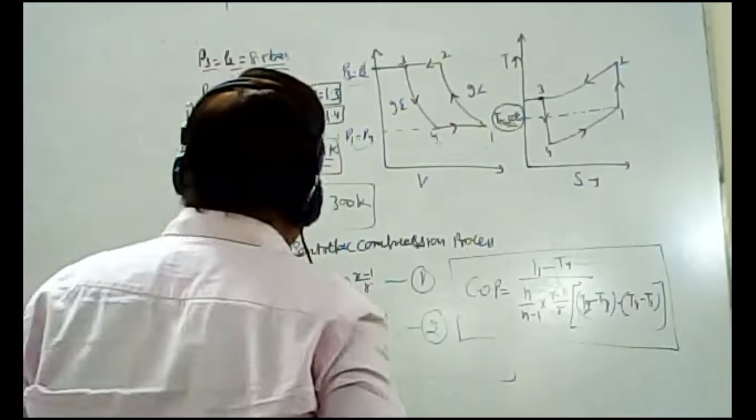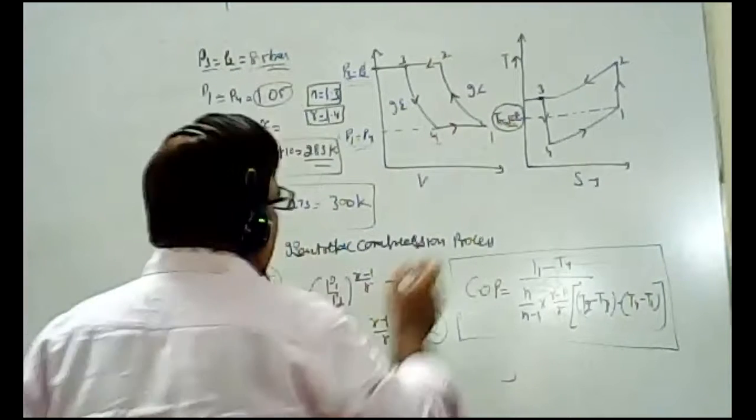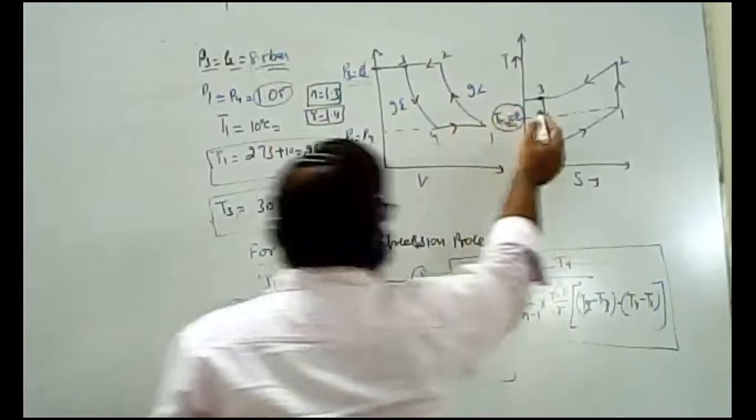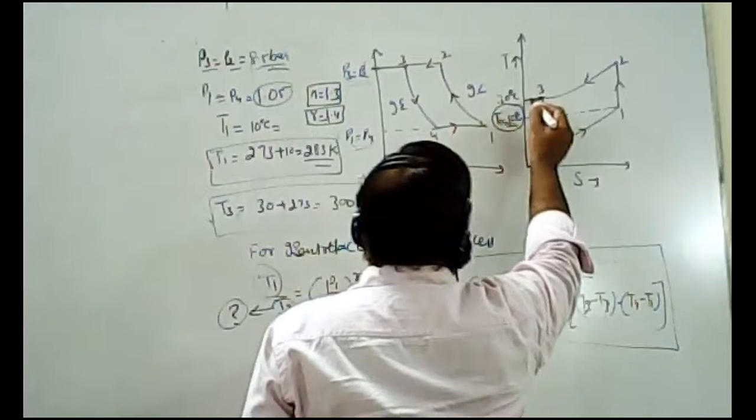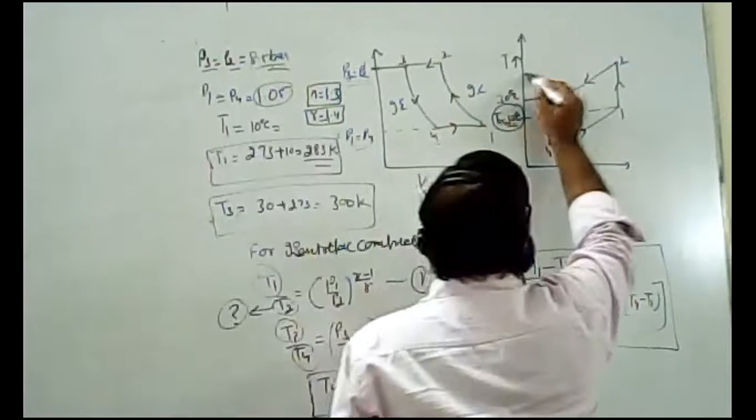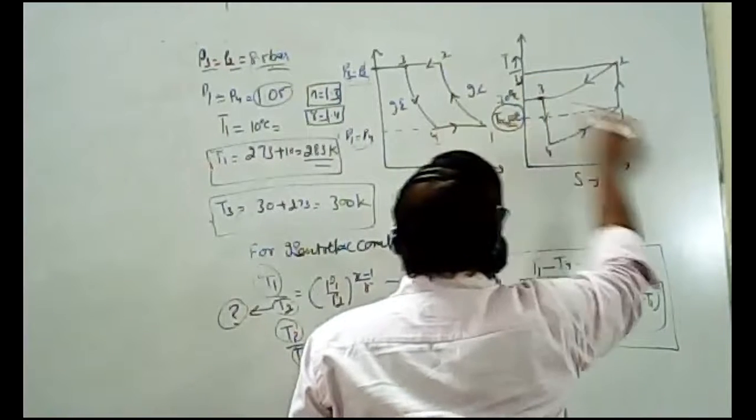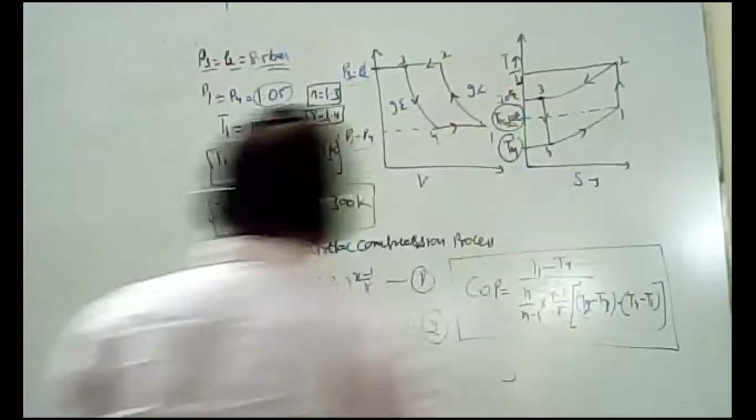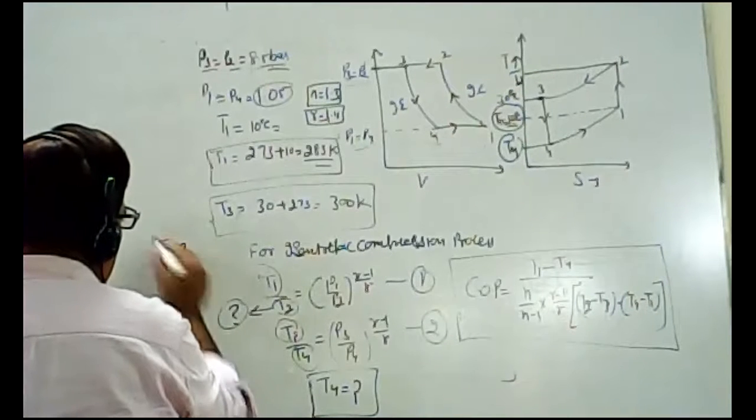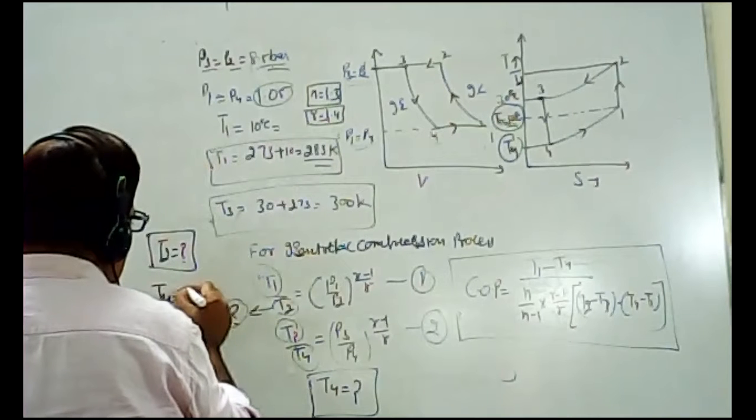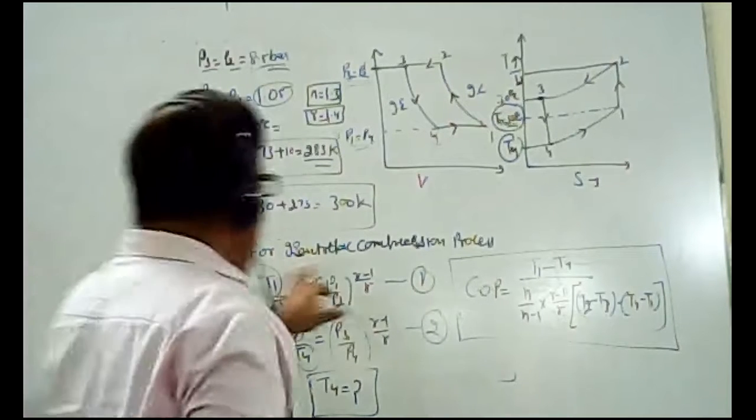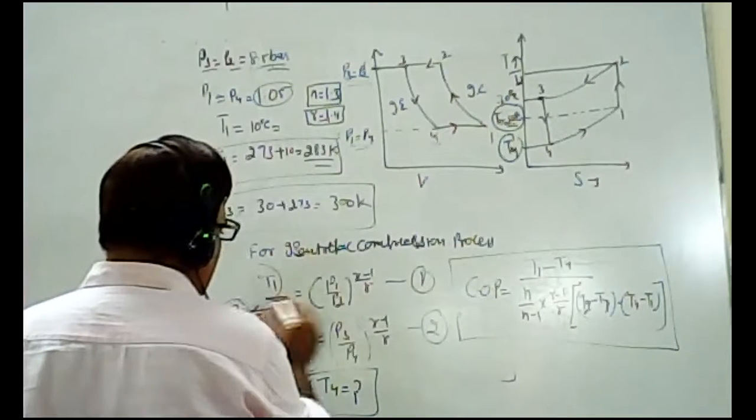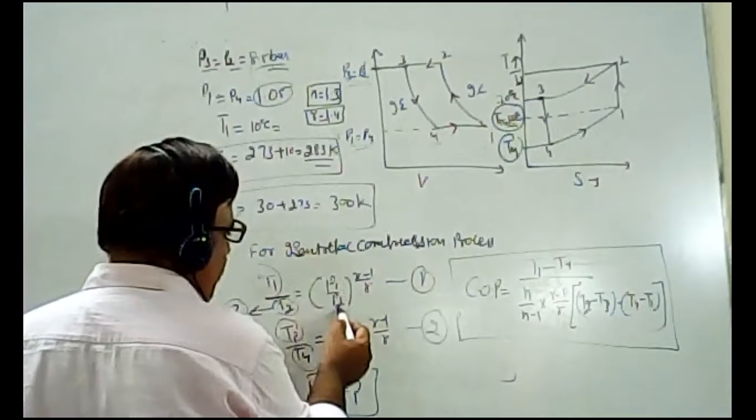Now the value of temperature. Initial temperature T1 is equal to 10 degrees centigrade, and T3 is given as 30 degrees centigrade. These two values are given, and we have to find out the values of T2 and T4 first. We have to find T2 and T4 with the help of the isentropic compression process.